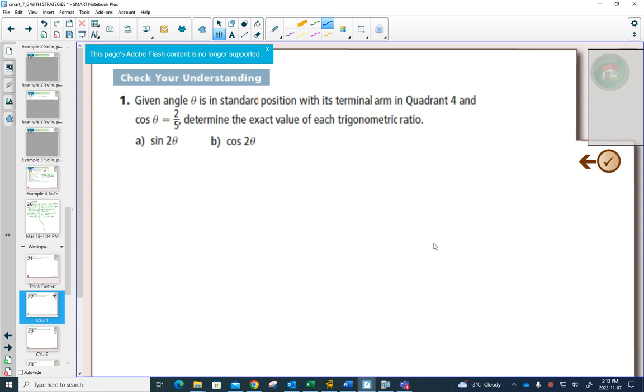So, when we read this question, given angle theta in standard position with terminal arm in quadrant 4 and cos theta equals 2/5, up to this comma, we've had questions like this almost word for word before. What did we do in those questions? We drew a triangle, right? We know that it's in quadrant 4. We draw it in quadrant 4. Label our reference angle, make a triangle back to our nearest x-axis. We know that cos, which is adjacent over hypotenuse, is 2/5. So you would know this, a squared plus b squared equals c squared, and you could figure out this side is a square root of 21.